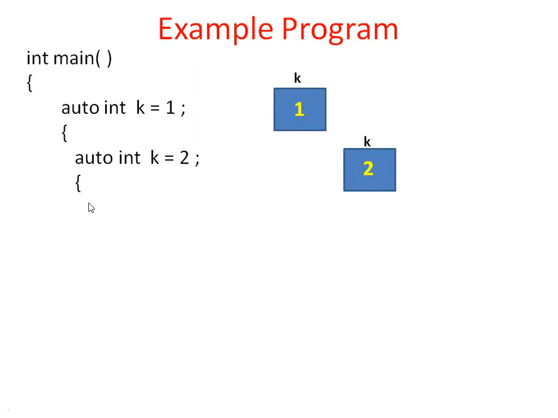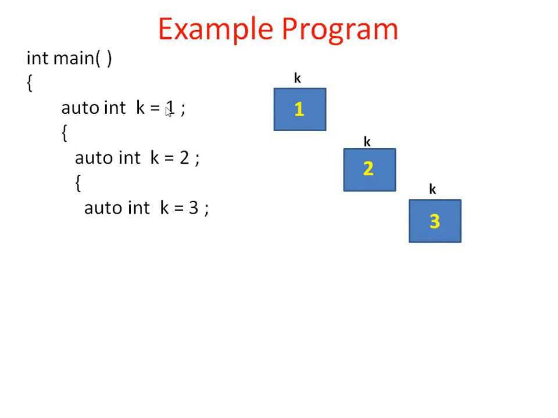Then again I am beginning one more block here. Then again I declared another variable with the same name K, but this time I assigned the value 3. Auto int K is equal to 3. Since this is in another, separate block, it is treated as a separate variable. So memory for this K is allocated and the value 3 will be stored in that memory location. Clear? Since I am initializing these variables, the initial values will be stored. If I don't initialize, then garbage values will be present in these three memory locations.